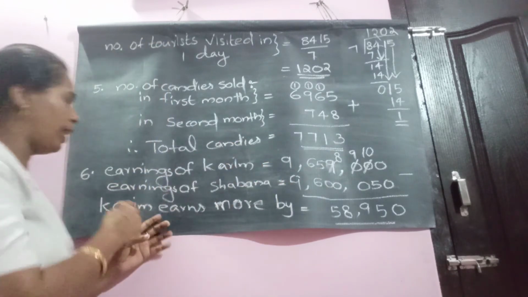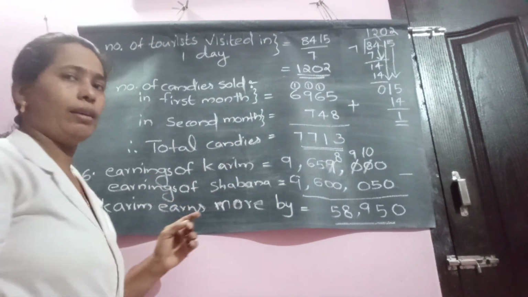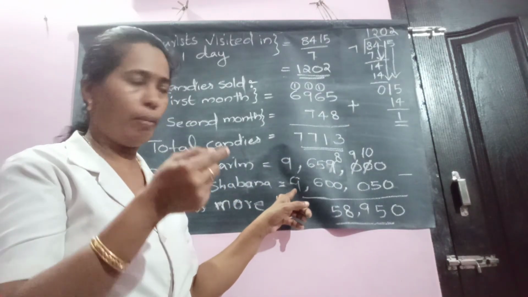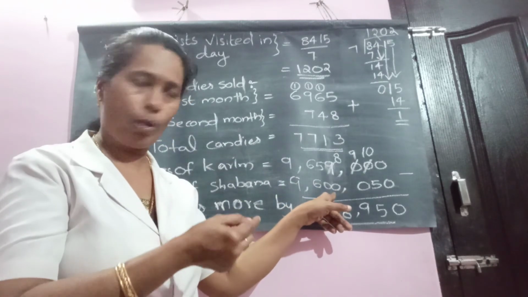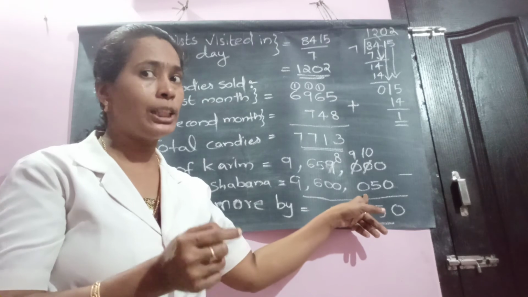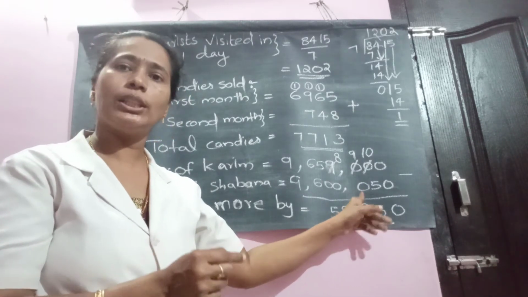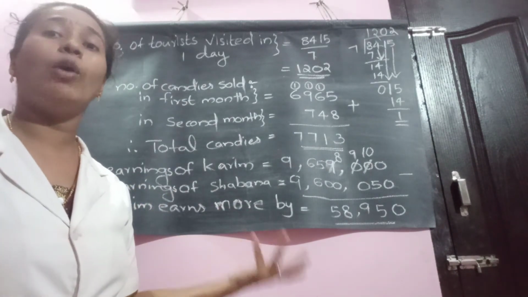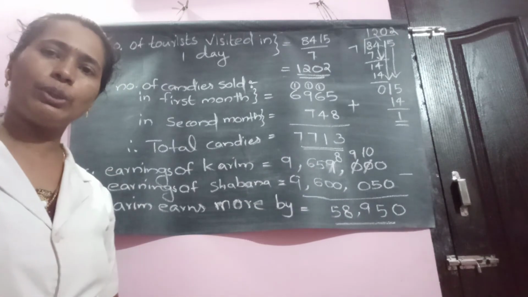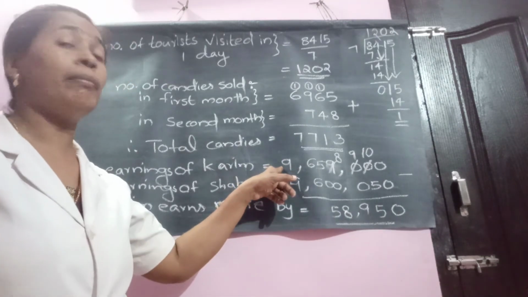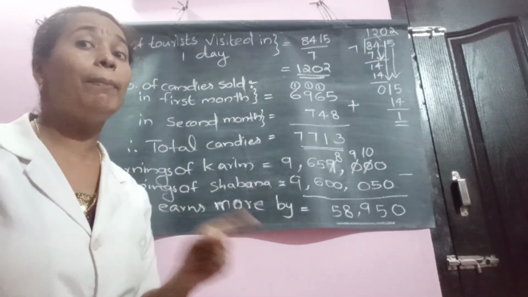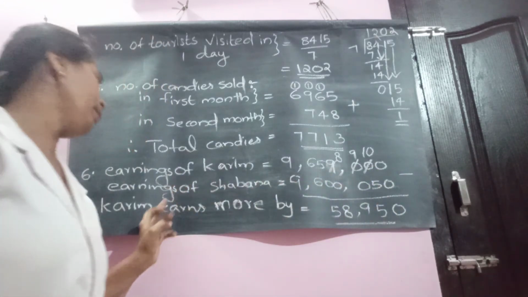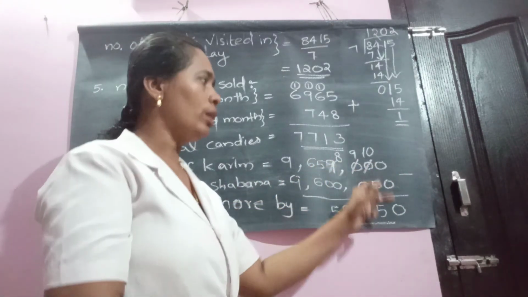The second line is the earnings of Shabana. Shabana's earnings is given in number and words as 9 million, comma, 600,000, comma, 50 rupees. The hundreds place is missing, so the teacher filled it with 0, 0, 5, 0. Then they asked who earns more and by how much. By seeing this itself, it's understood who earns more. Karim earns more than Shabana. By how much? It is found by subtraction, the difference of these two.